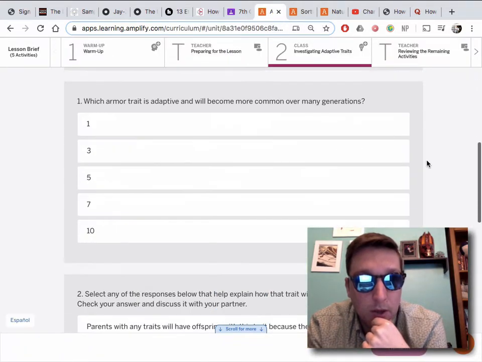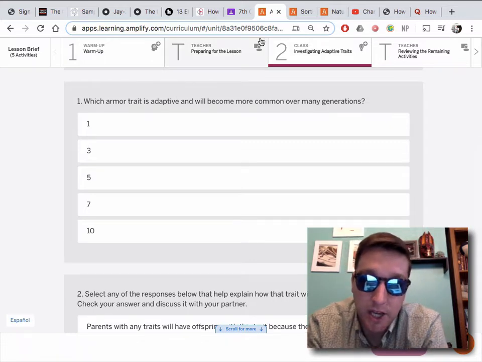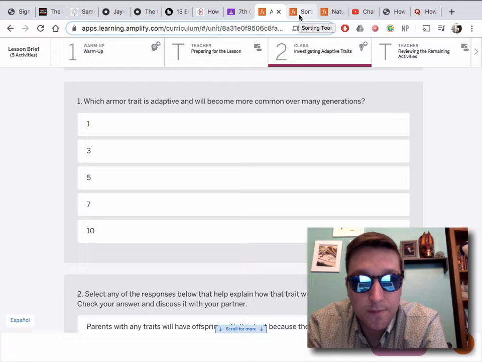Screenshot that. Which armor trait is adaptive and will become more common over many generations? Well, let's see.